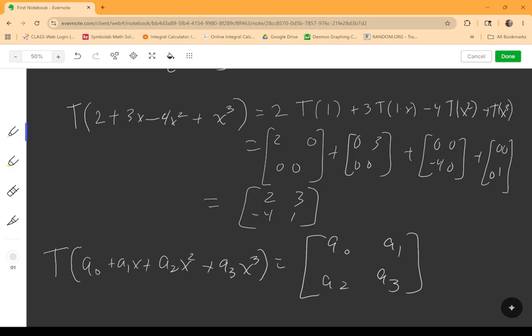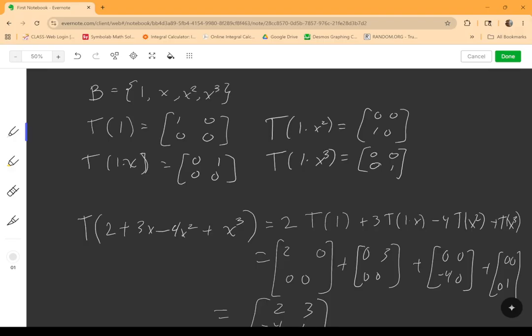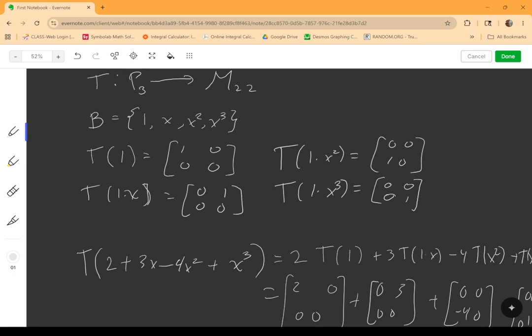What we can notice here, if we think of this a bit further, is the transformation on the basis vectors. I chose this particular example in a particular way. It doesn't always have to work out this way. Here we can see that the dimension of P3 is the same as the dimension of M22. So we map the basis vectors in the domain onto the basis vectors of the codomain.